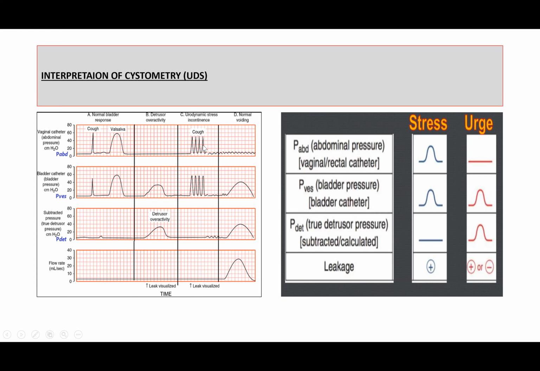Coming to C, this one. Here there is like cough. So abdominal pressure is raised. The bladder pressure is raised. But detrusor pressure is not raised. Any leak? Yes, the leak is visualized. So when there is rise in the abdominal pressure with the bladder pressure and leak is there, so this one is urodynamic stress incontinence. Then what about this one?